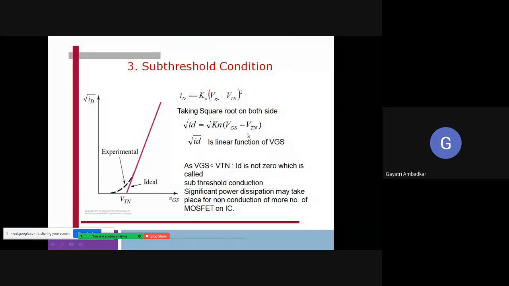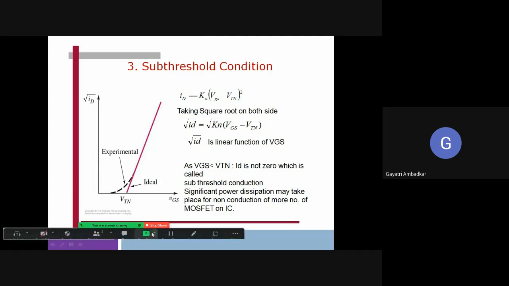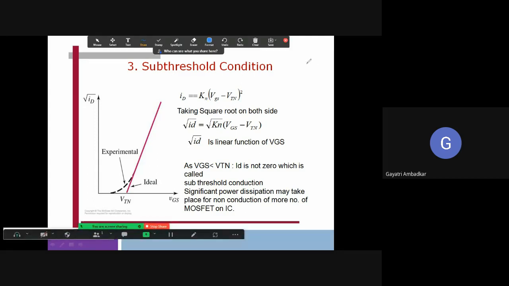Next, I will take subthreshold conduction. Now, initially we have defined threshold voltage. Everybody knows it now. What is threshold voltage? Threshold voltage is the value of VGS required to create the inversion channel, or in other words, required for a MOSFET to start conducting.